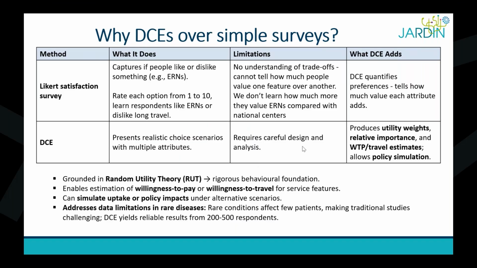But in addition to that, we have data limitations, in particular in rare disease, right? Because this kind of condition affects quite a few number of patients. And therefore, if we have to rely on traditional studies, then we may need a large number of respondents or larger sample size. So that could be quite challenging in this specific disease context. However, discrete choice experiments can give you reliable results even with a smaller number of respondents, like from 200 to 500 respondents. If you can click to the next, please.